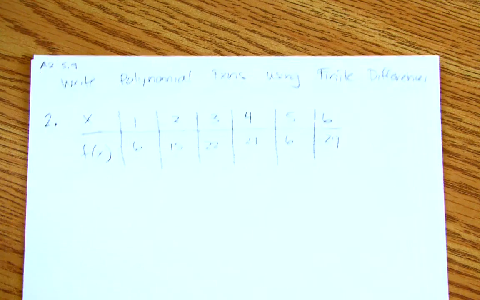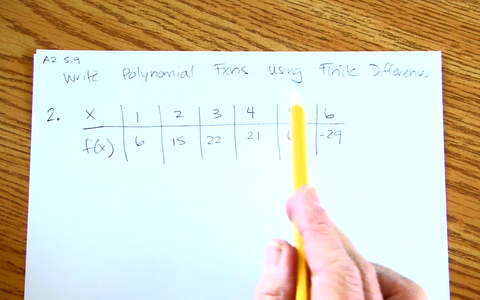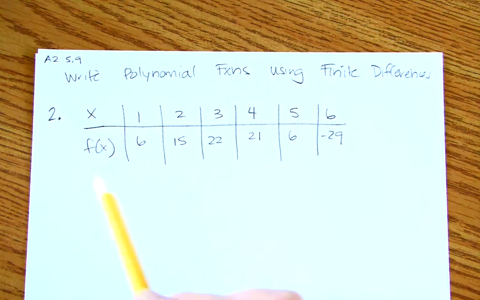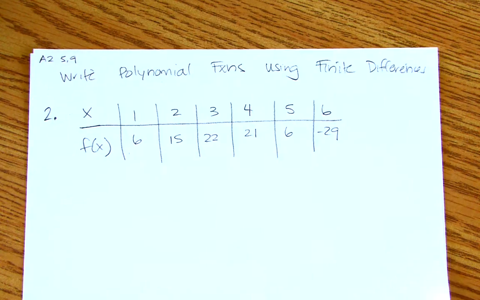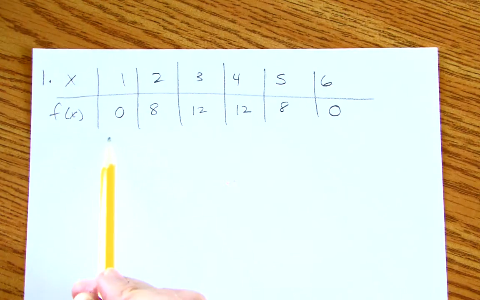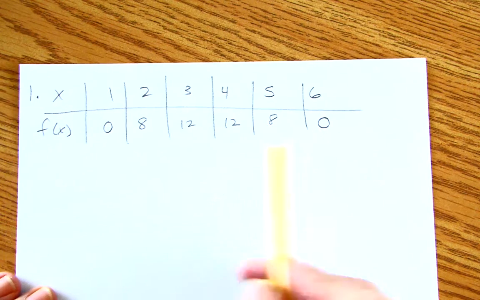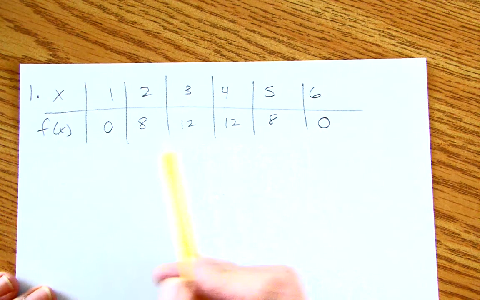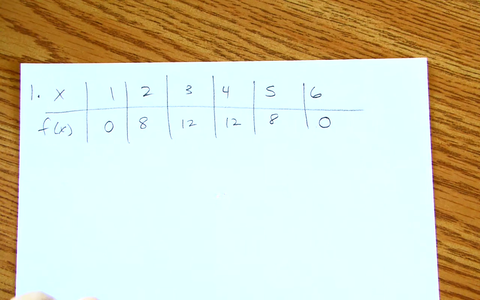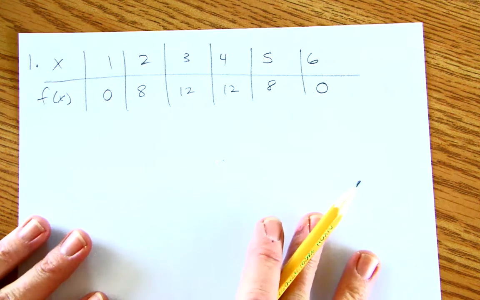Part 2 of section 5.9 is writing polynomial functions using finite differences. I'll do this problem first. Here's a set of points. I have no idea what this graph looks like. Is it a quadratic? Is it a cubic? Is it a quartic? Is it x to the fifth? Well, here's how we can figure that out.